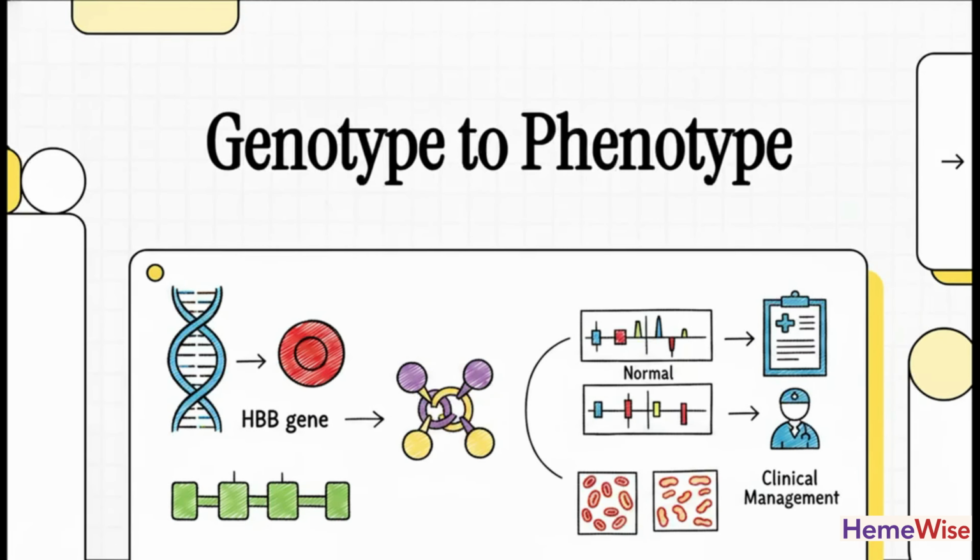Let's jump straight into the diagnostic workflow of beta thalassemia. We're going to track the blood from the HBB gene mutation all the way down to the clinical phenotype. We'll break down exactly how molecular genetics dictate the laboratory patterns you're seeing right in front of you, and how we actually translate those findings into modern clinical management.